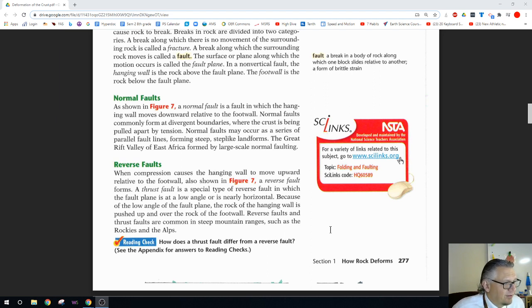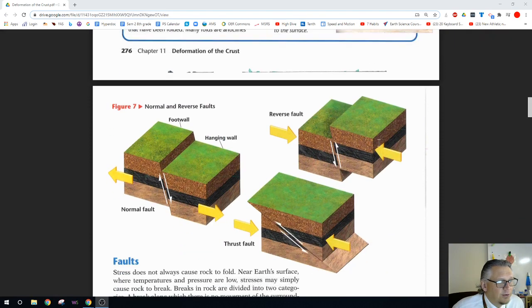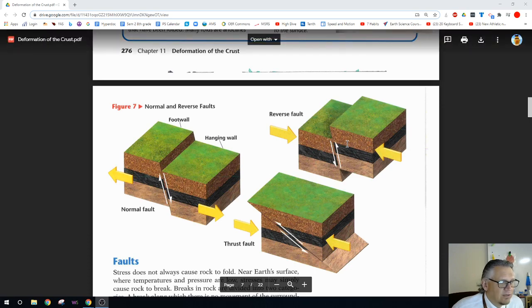Reverse faults and thrust faults are common in steep mountain ranges such as the Rockies and the Alps. Here is a reverse fault, and here is a thrust fault. A thrust fault is a specific type of reverse fault.